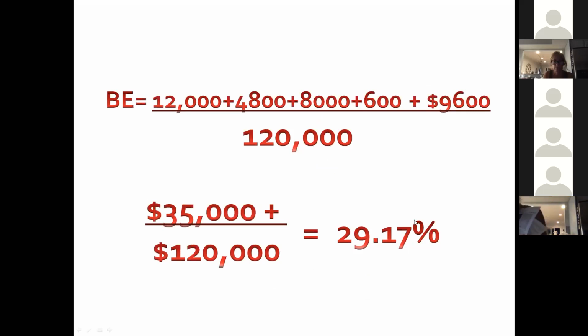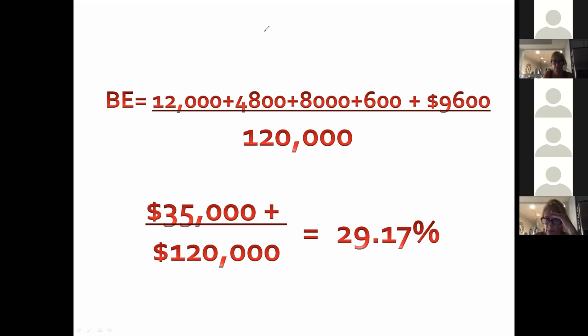His back end ratio now is 29.17%. So if he needed a 29% back end ratio, he would not qualify for the loan. Now, in real life, what could he do to get the loan? He could pay his car off. That would get him the loan. Or he could put more money down, because then his loan would be less, so his principal and interest would be less. Or he could get another job and earn more money. That would also bring down his front end ratio and his back end ratio.